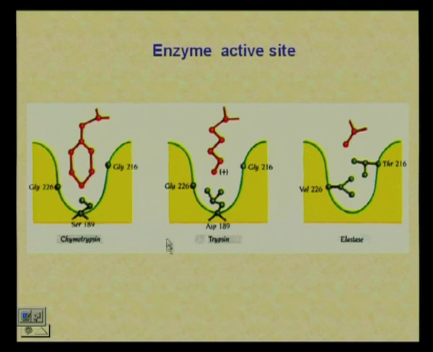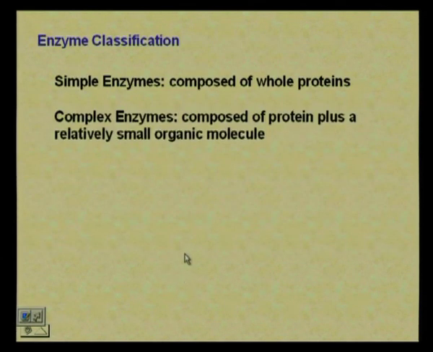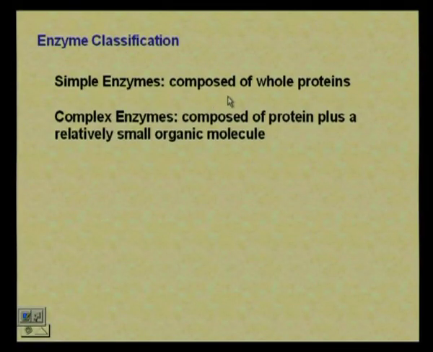Now, if we look at enzyme classification, okay, we have simple enzymes and we have complex enzymes. What do we mean by them? For a simple enzyme, we have an enzyme that is composed of a whole protein. An example of a simple enzyme would be ribonuclease. Okay? Ribonuclease is composed of a whole protein. It is a simple enzyme.